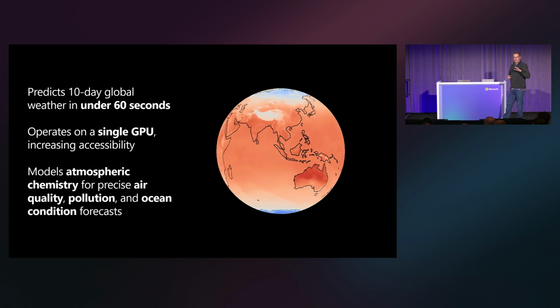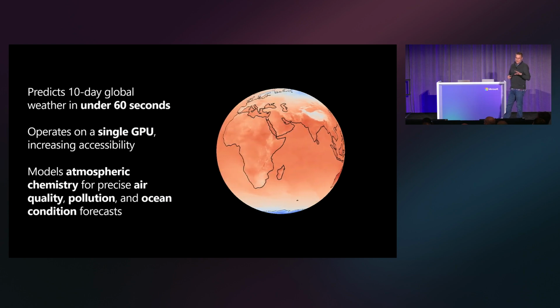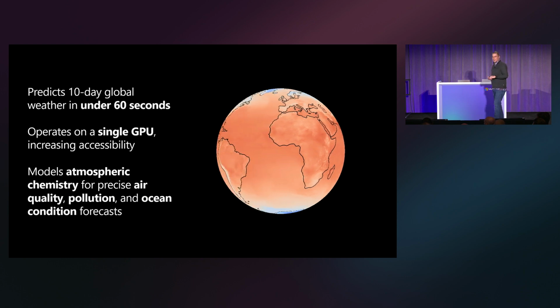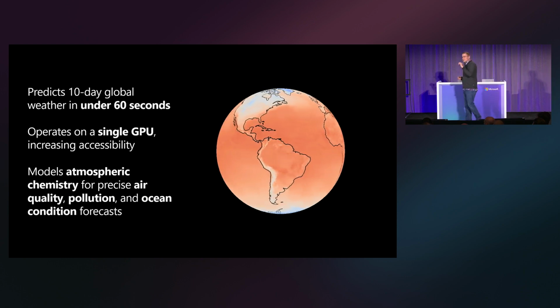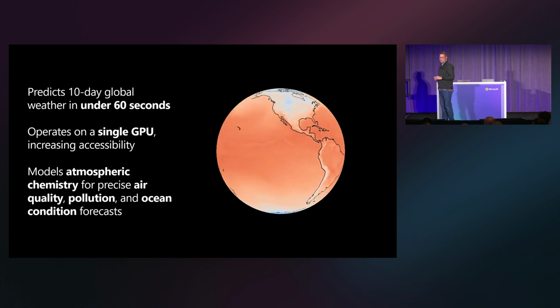What we got was a model that is absolutely phenomenal. It can predict 10-day global weather in under 60 seconds. This is something that used to take thousands of CPUs, hours to produce.